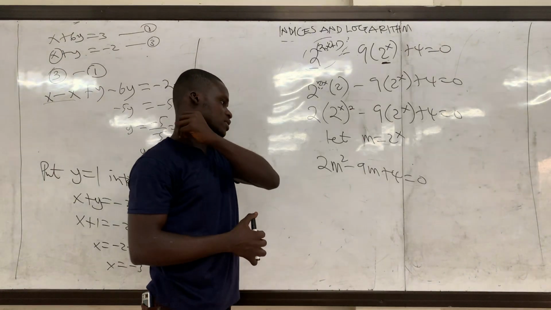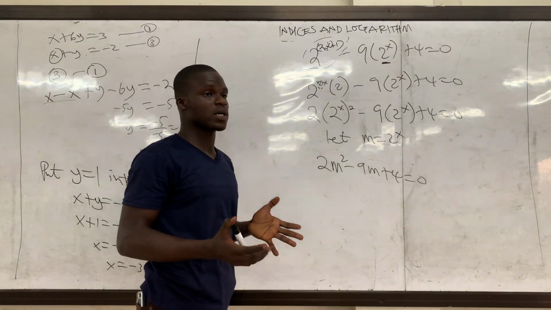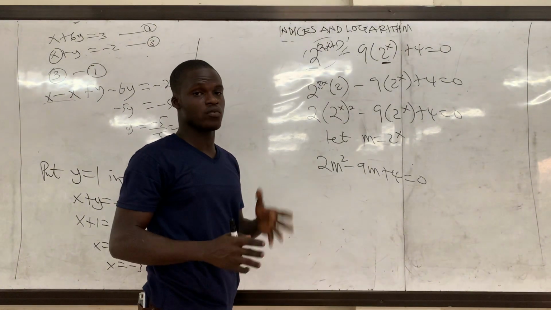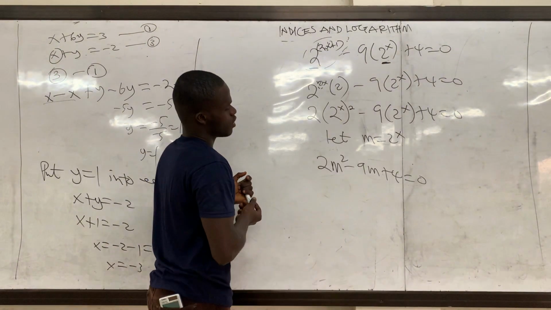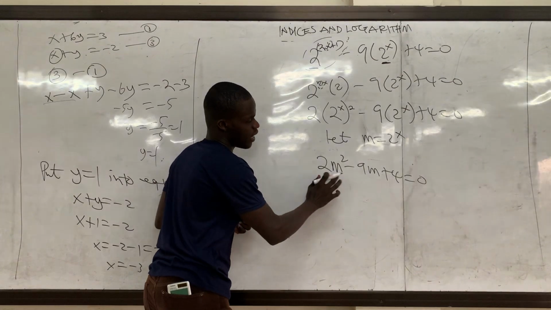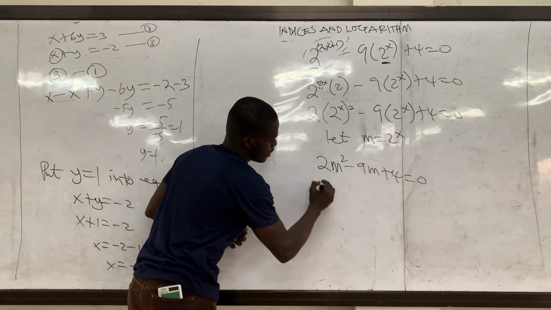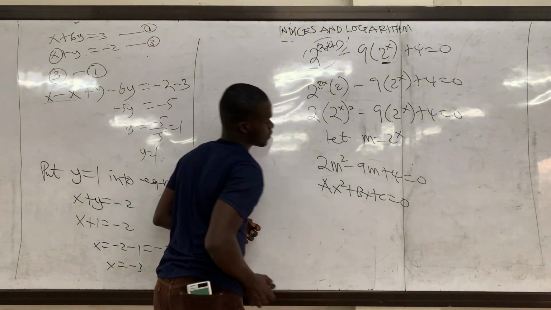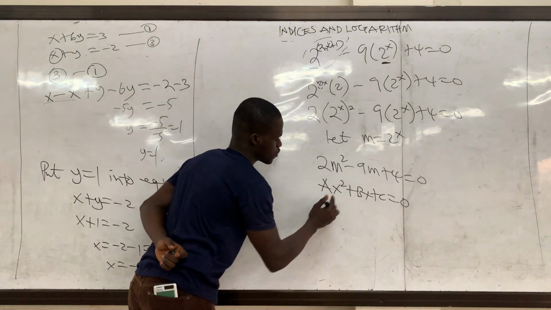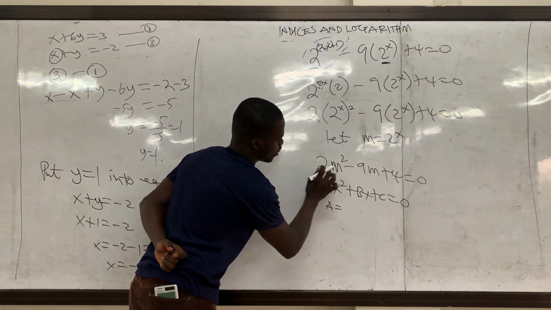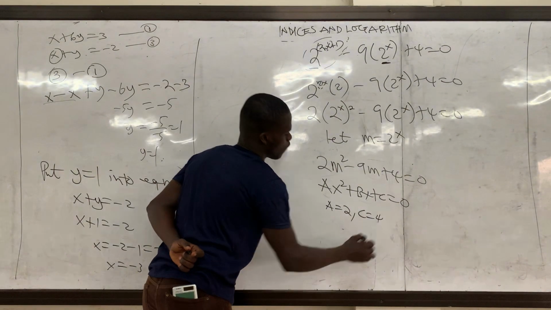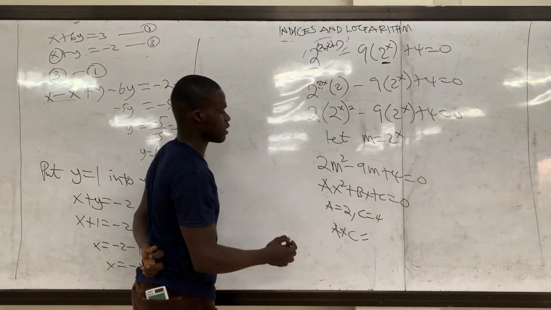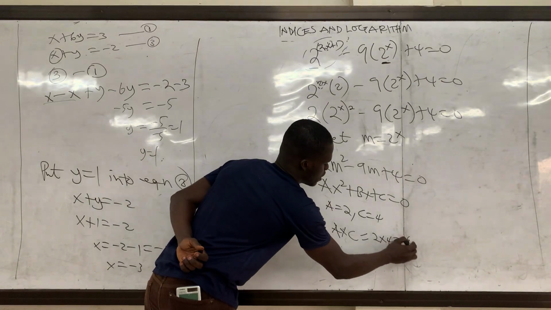So we now have a quadratic equation. There are so many ways we can solve the quadratic equation. So let's use the basic way that we know from JHS, from junior high school. What we do is that we compare this to the general form of all quadratic equations, which is ax squared plus bx plus c equals 0. Now we will find the a and then the c. So from here we have a equal to 2, and c equal to 4. So you multiply a by c, and a times c is going to give us 2 times 4, which is 8.